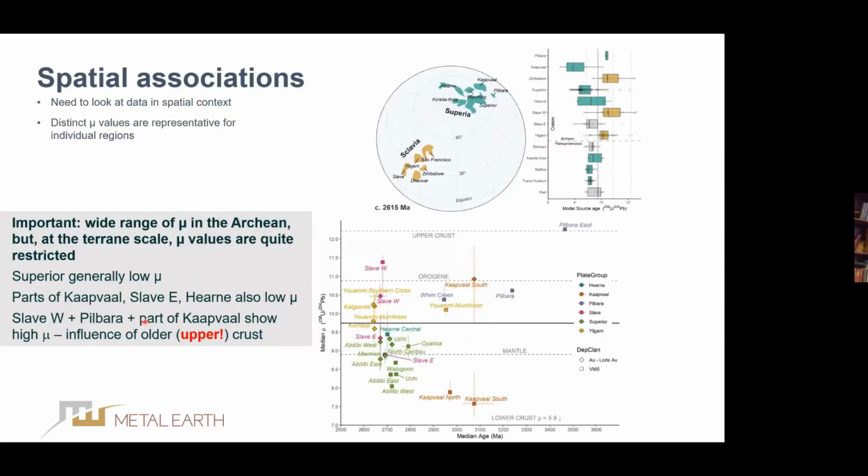In terms of the spatial associations and looking at some of the supercontinent cyclicity side of things, there does seem to be a relationship between some of the pre-2.7 or roughly 2.7 billion year old continental associations, with some of them having generally low mu and other associations generally high mu. Once again, though, the ones that show the high mu in any of these plots effectively require the influence of older, which is typically upper continental crust.